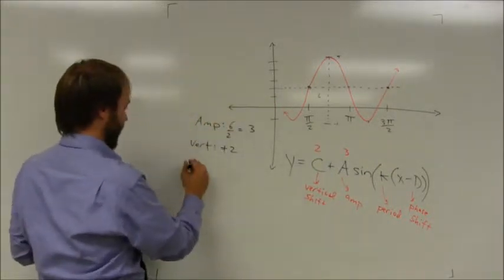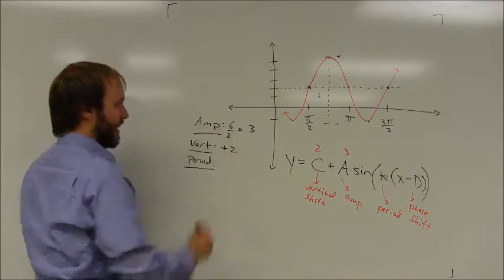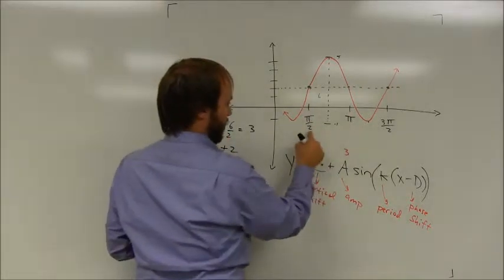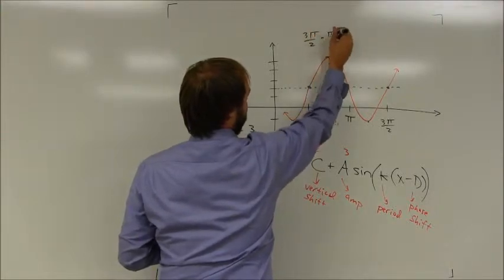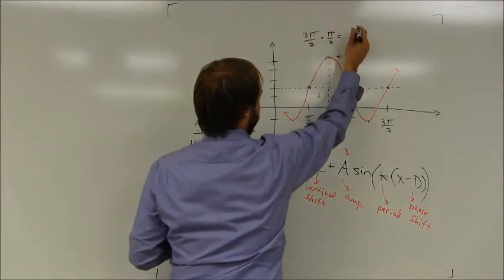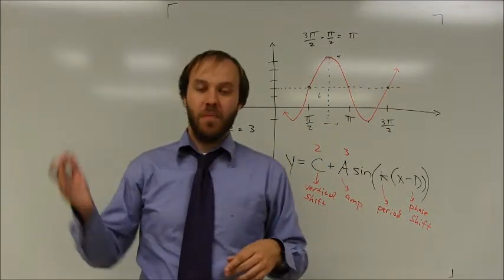Okay, so if I want to find the period, it goes from pi over 2 to 3 pi over 2. So 3 pi over 2 minus pi over 2, of course that's just 2 pi over 2, which is really just pi. So the period is pi.